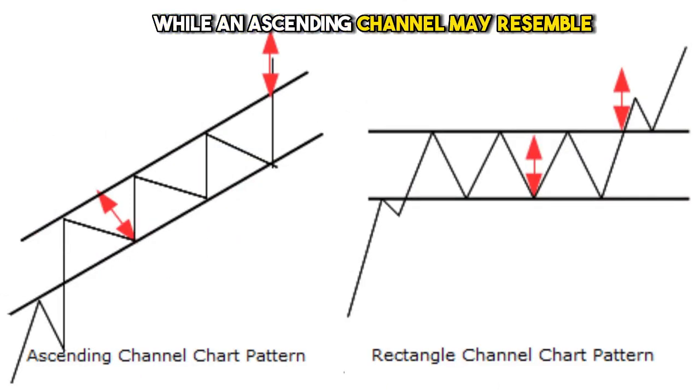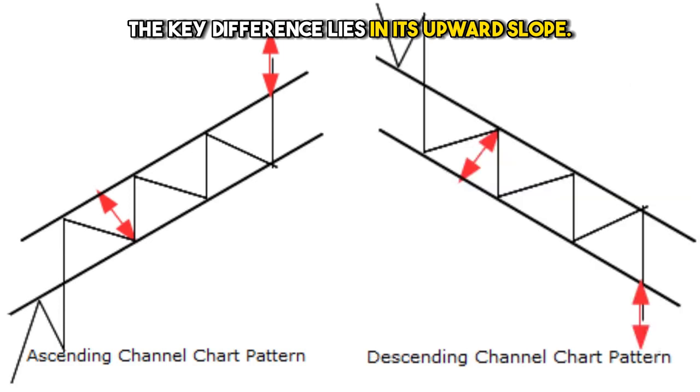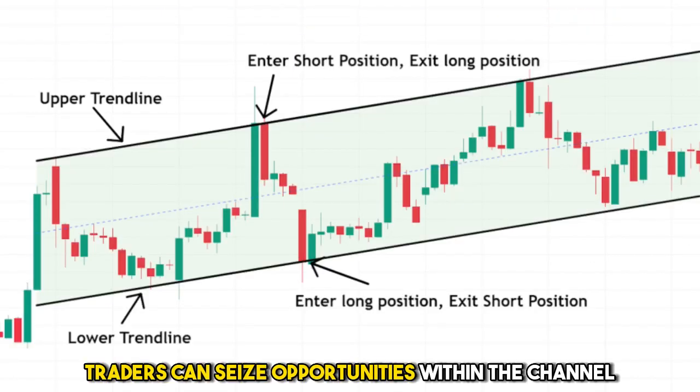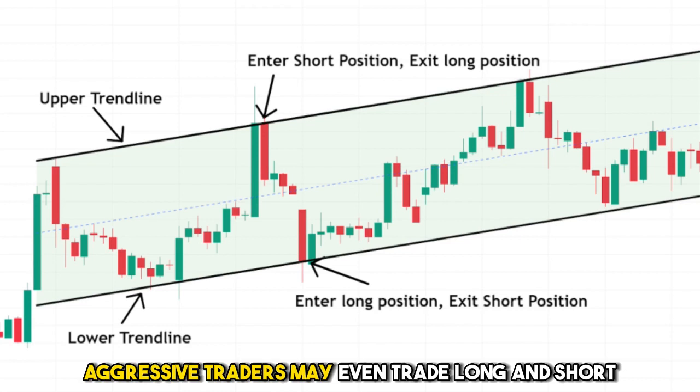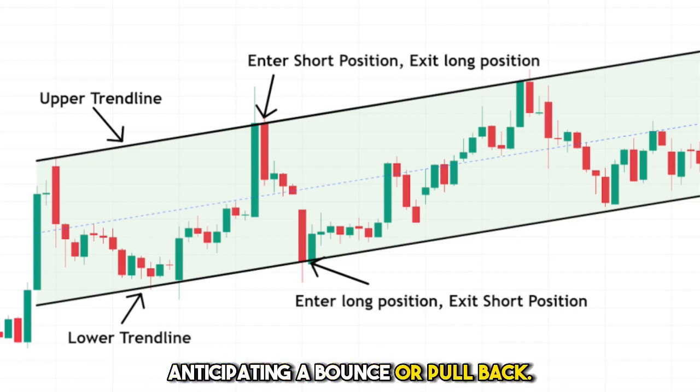While an ascending channel may resemble the rectangle pattern, the key difference lies in its upward slope. It is essentially the opposite of a descending channel. Traders can seize opportunities within the channel by looking for long positions around the bottom trend line. Aggressive traders may even trade long and short at both trend lines, anticipating a bounce or pullback.